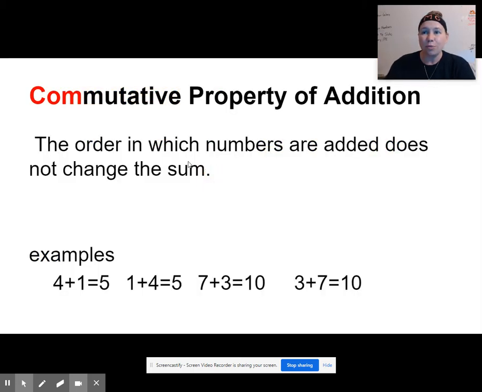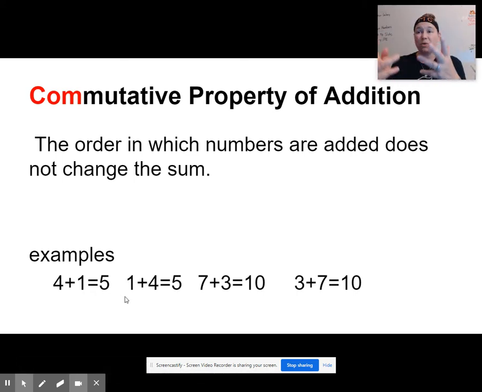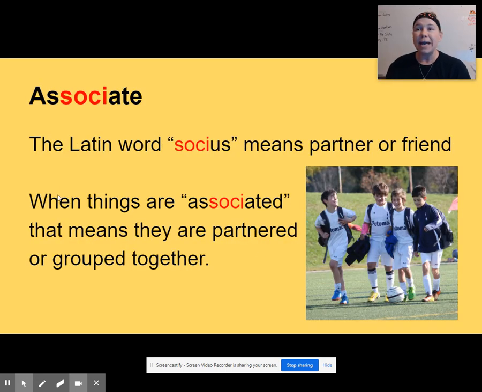So the commutative property of addition means the order in which the numbers are added does not change the sum. So for example, 4 plus 1 equals 5. Also, 1 plus 4 equals 5. It doesn't matter the order that it's presented. The sum is the same, okay? For example, 7 plus 3 equals 10. Well, what does 3 plus 7 equal? Also 10. Great.